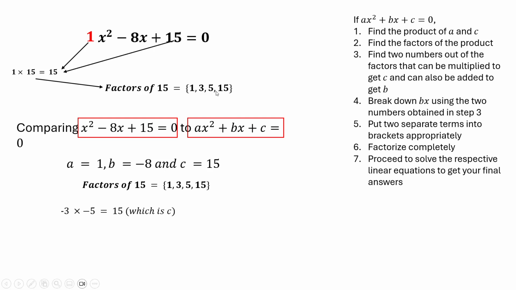So we will pick those two numbers. If we multiply negative 3 and negative 5, that's going to give us 15, which is C. And if we add negative 3 to negative 5, that's going to give us negative 8, which is B. So negative 3 and negative 5 work for us, and we are going to use those two numbers.